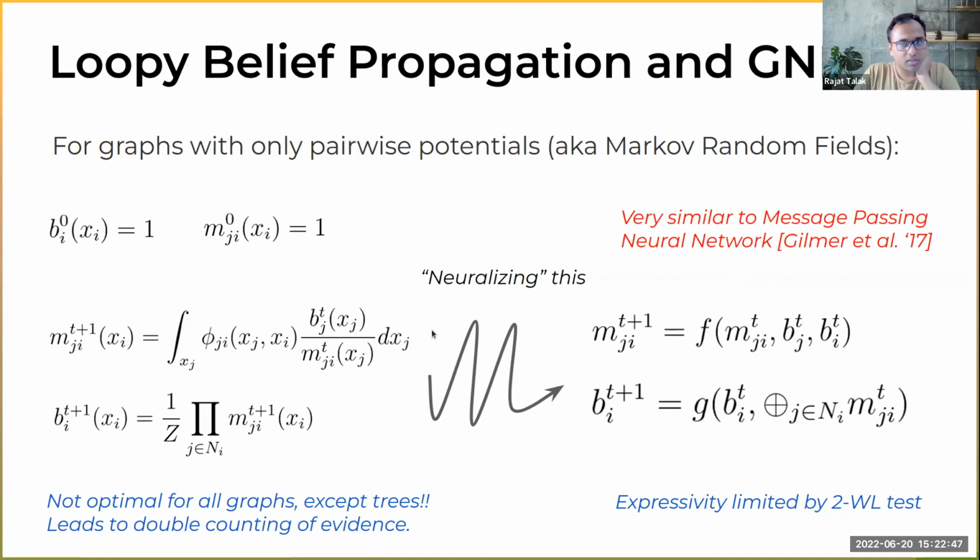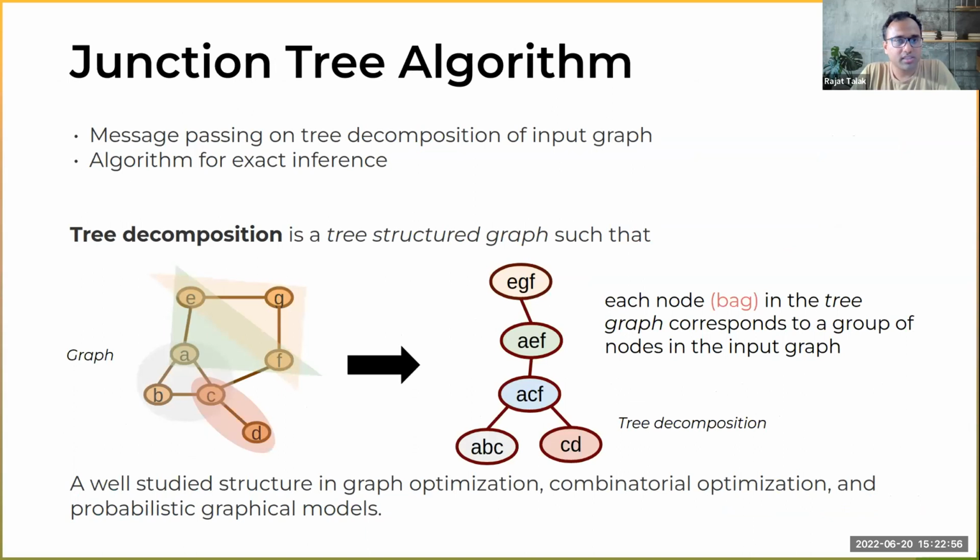What inference algorithms on probabilistic graphical models have led to is what is known as the junction tree algorithm, where instead of doing message passing on the original graph, you convert it into a tree graph where each node in the tree represents a clique, a bunch of nodes in the original graph, and you do message passing on this.